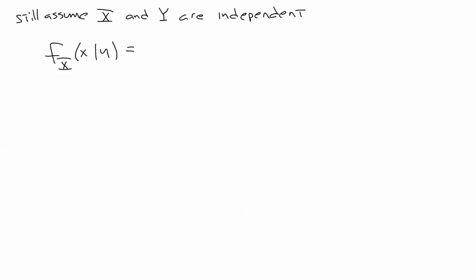We saw earlier that this is my joint PDF divided by my marginal PDF for y. And from the previous slide, my joint probability density function is just the product of marginal probability density functions. Oh, I did it again.